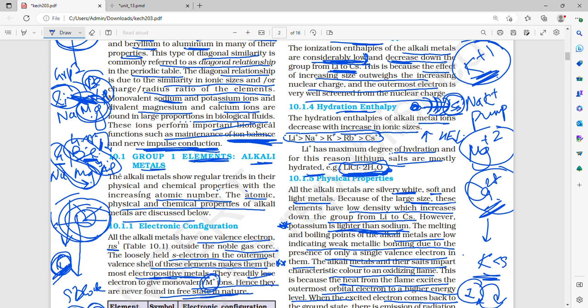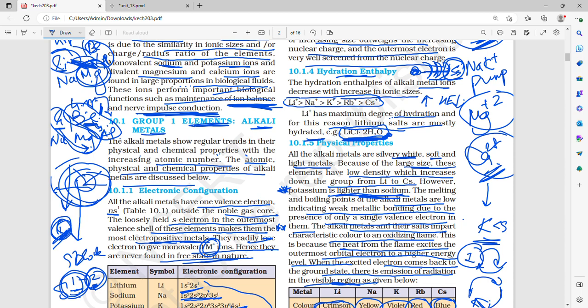Therefore, the ionization enthalpies of alkali metals are considerably low, and they decrease even further as we go down the group. Why? Because as we go down the group, the shells increase and the atomic radii also increase. As compared to nuclear charge, the atomic radii increase even more. Therefore, the attraction of the outermost valence electron to the nucleus becomes lesser and lesser because of the screening effect of shells coming between them. Hence, ionization enthalpy decreases even further down the group.